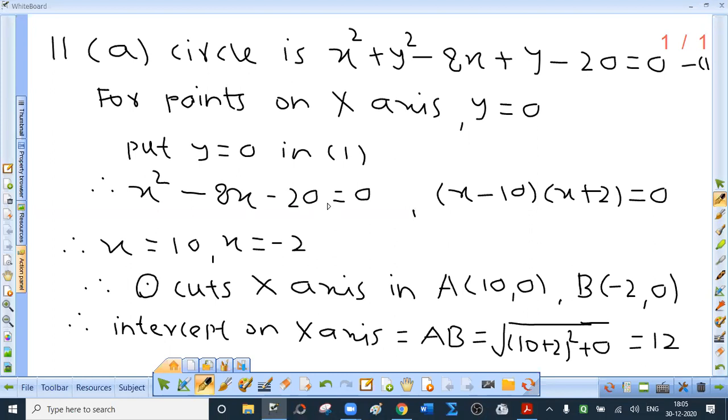What is the speciality of those 2 points? The y coordinate is 0. So, put y equal to 0 in the equation of the circle to get this. So x equal to 10, x equal to -2. This means the circle cuts the x-axis in which points? A (10, 0), B (-2, 0). So what is the length of the intercept on the x-axis? AB. Actually, there is no need to use the distance formula. You can say it is mod of x1 minus x2, or use the distance formula also, to get 12 units as the length of the intercept on the x-axis.